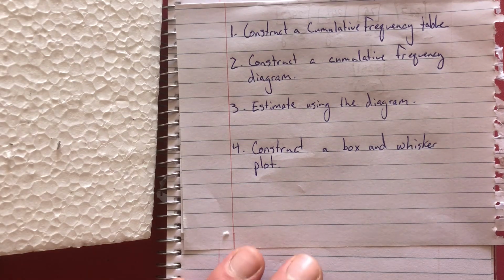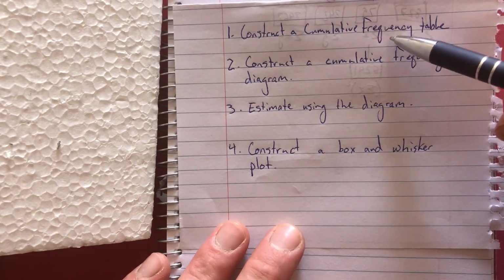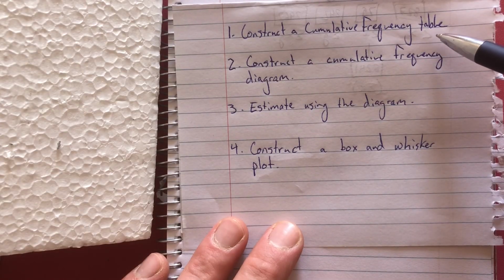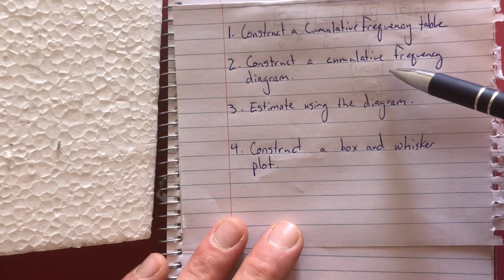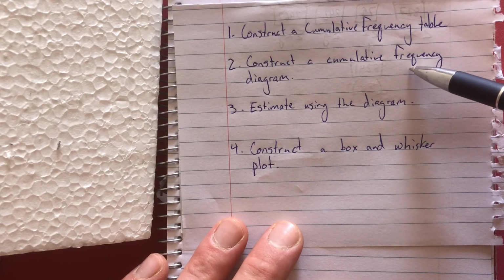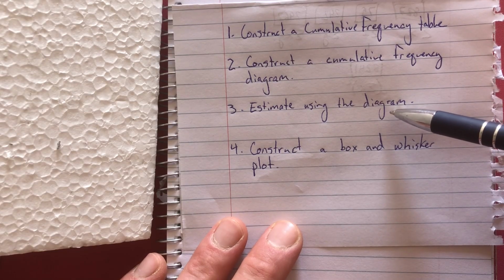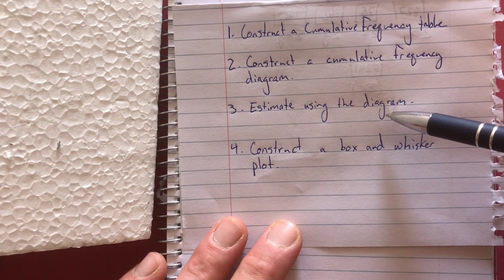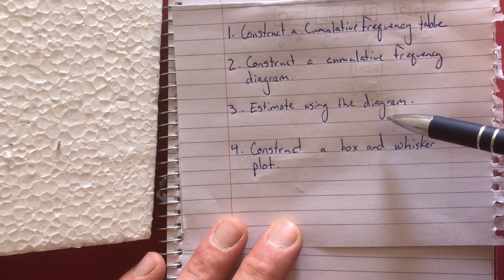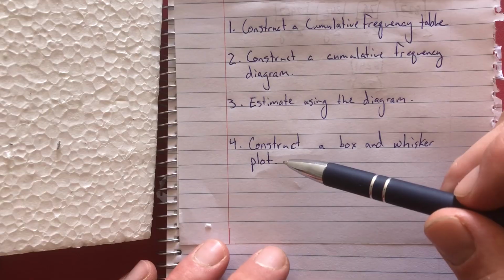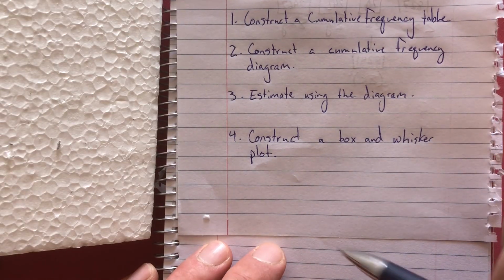Hi everybody, this might be a little bit of a long video. We're going to cover these four topics. We're going to construct a cumulative frequency table from a frequency table. Then we're going to take that table and construct a cumulative frequency diagram. Then I'll show you how to read the cumulative frequency diagram to estimate frequencies of unknown values or values that might have particular frequencies. And then we'll lastly construct a box and whisker plot.